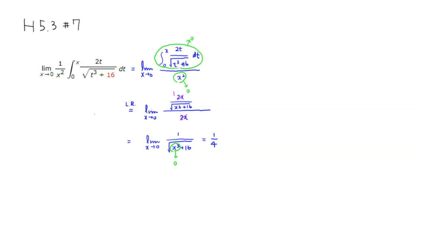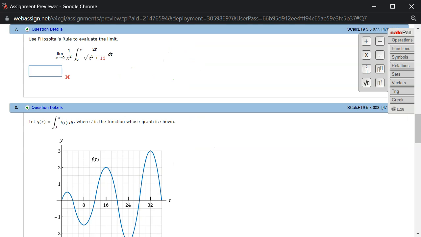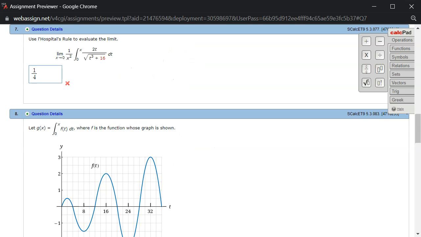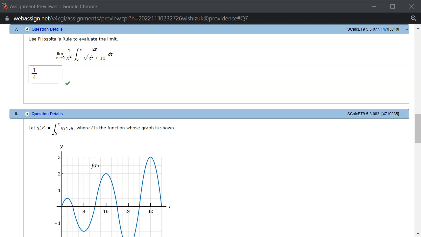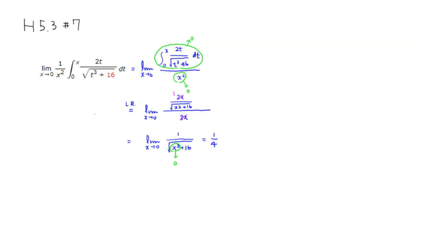Let's type it in. So the limit is 1/4. Let's check the answer. I came back and it looks like we got this one correctly. That's it. I hope that this was clear.